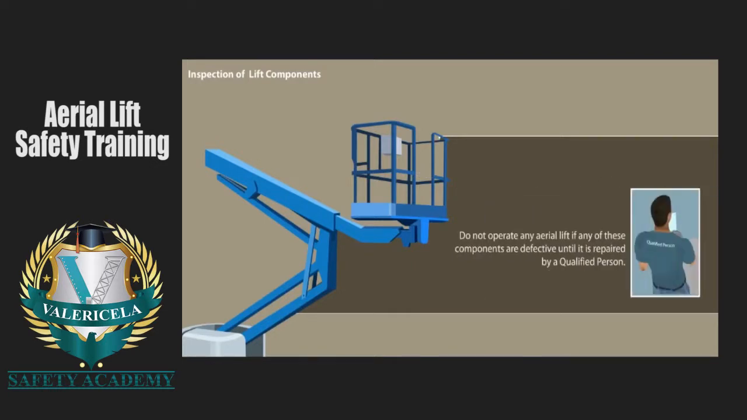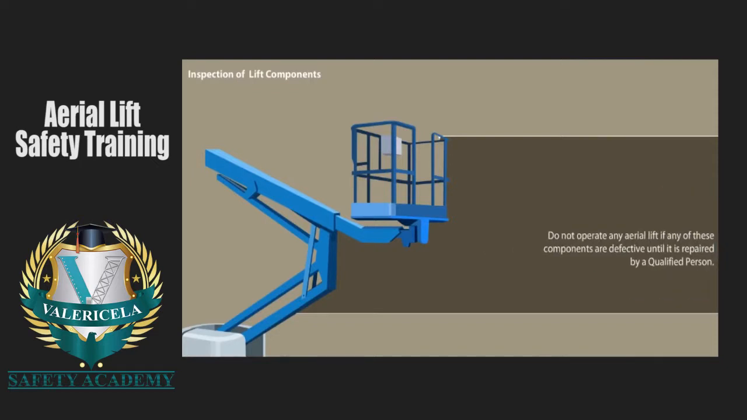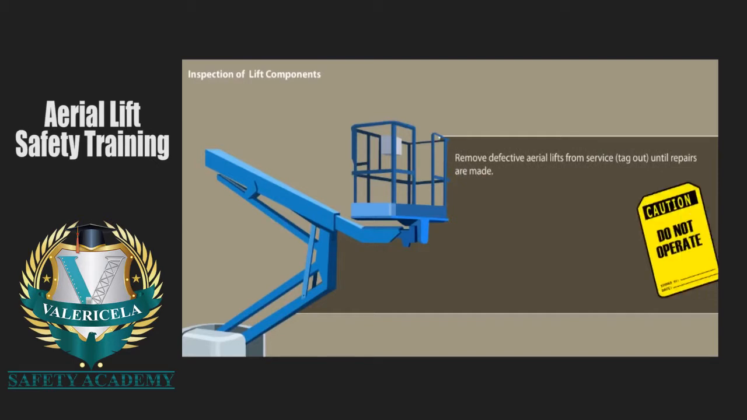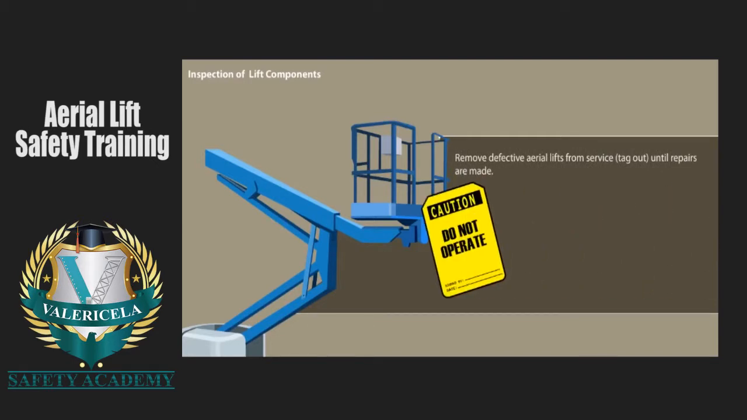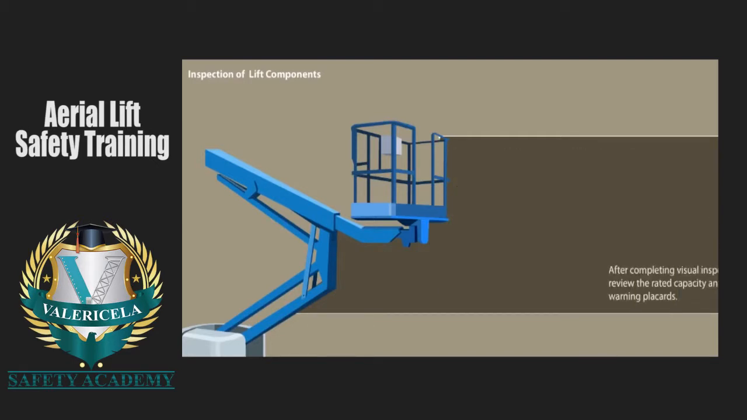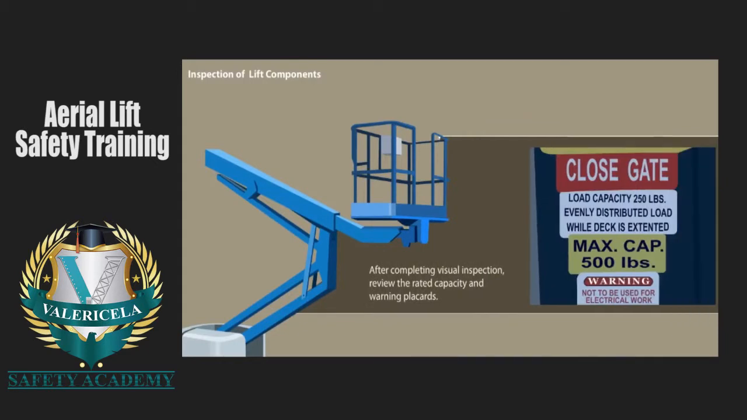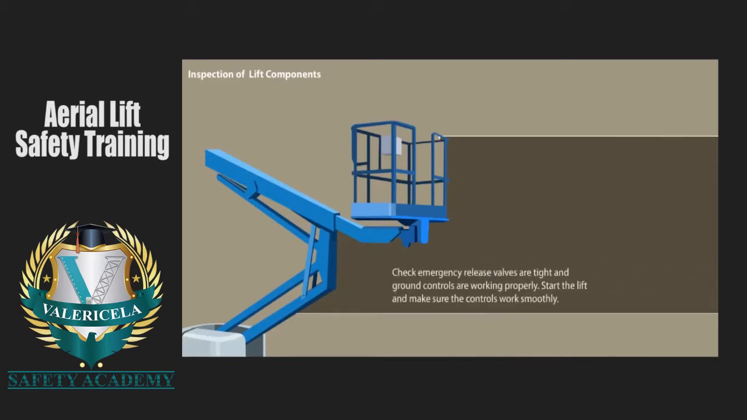Do not operate any aerial lift if any of these components are defective until it is repaired by a qualified person. Remove defective aerial lifts from service, tag out, until repairs are made. After completing visual inspection, review the rated capacity and warning placards. Check that emergency release valves are tight and ground controls are working properly. Start the lift and make sure the controls work smoothly.